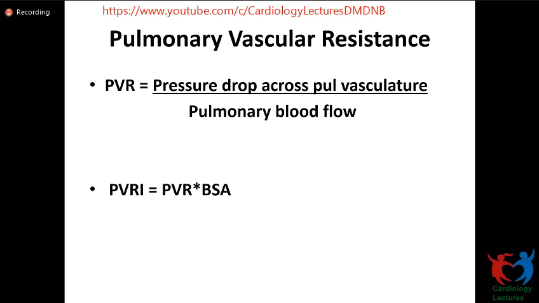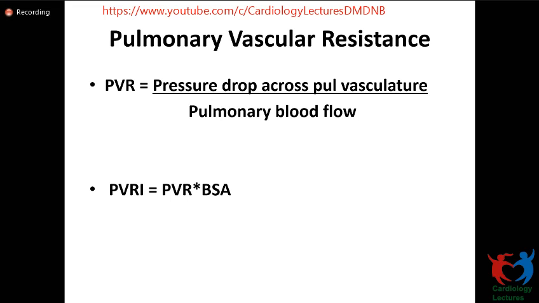Any one of you? What is the formula for pulmonary vascular resistance? We have already put it there. The pressure drop across the pulmonary vasculature divided by pulmonary blood flow. And then when you want to take the pulmonary vascular resistance index, you divide by body surface area. So pressure drop across the pulmonary vasculature divided by pulmonary blood flow divided by body surface area. So when there is a double dividing, body surface area will go up. So that is why when you calculate the pulmonary vascular resistance index, it is pulmonary vascular resistance multiplied by body surface area.